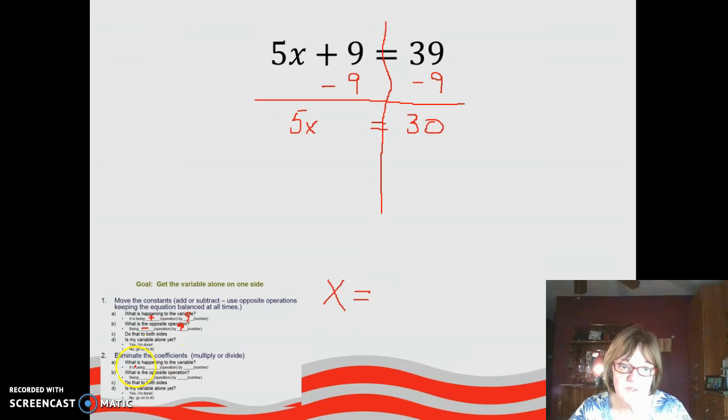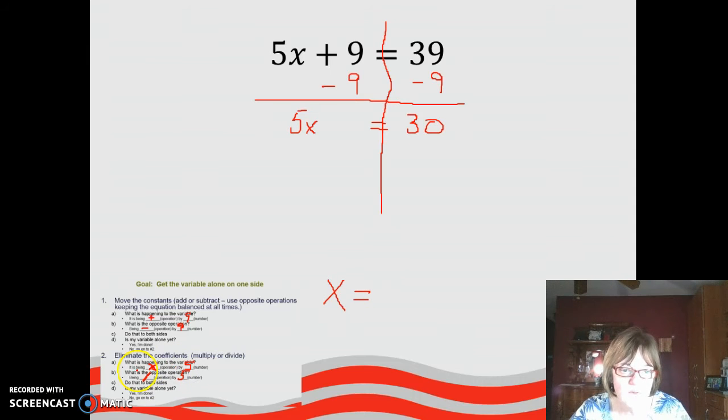Okay, now number 2, we do the same thing. What is happening to my variable? Well, let's look. 5x. That means 5 is multiplying the x. So it is being multiplied by 5. That's a multiplication, not the x as in the letter x. All right. So what's the opposite of multiplying by 5? Well, that would be, I'm going to use the division sign that looks like a fraction, dividing by 5.